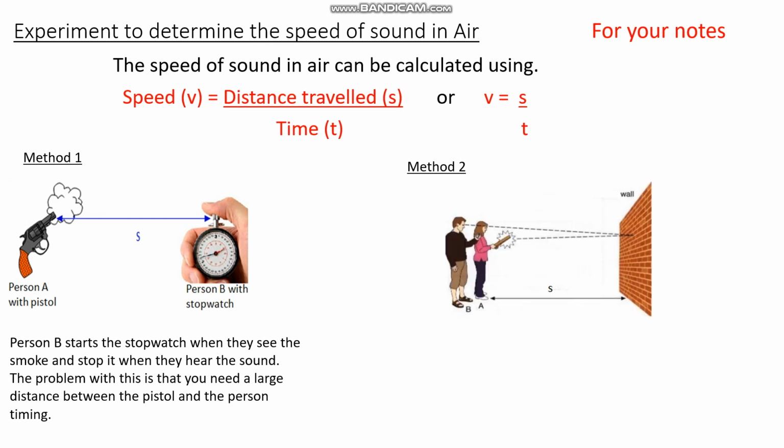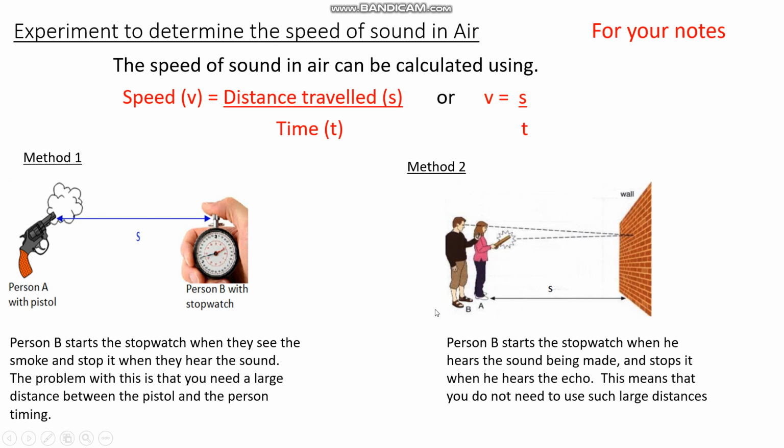This has the primary advantage that the distance doesn't have to be as large between the person making the sound and the person recording the sound. So it's exactly the same idea. Person B here starts with a stopwatch when they hear the sound being made by the person next to them, and then they wait to hear the echo back. But because the sound is having to travel there and back, you actually only need half the distance between you and the wall.